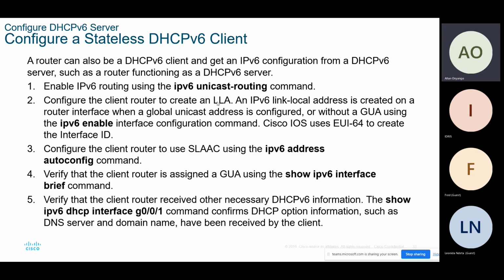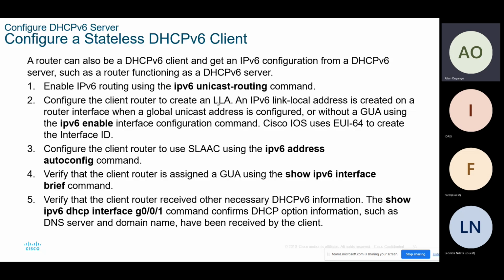So do note that. After enabling IPv6 routing using ipv6 unicast-routing, and configuring the client router to create its own link local address, the third thing is you need to configure the client router to use SLAAC. On the router, you put this command: ipv6 address autoconfig. Remember yesterday on the interface, for the router to become a client, we said ip address dhcp, and we activated the interface, and it was able to acquire an address automatically.